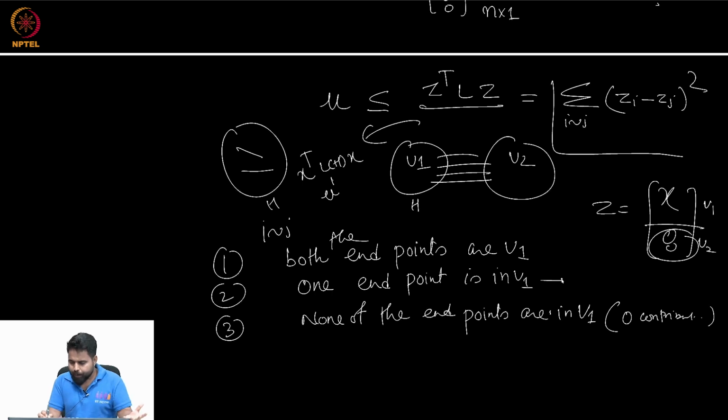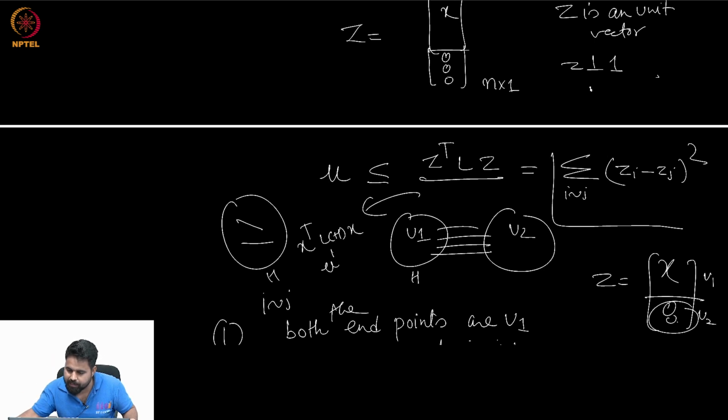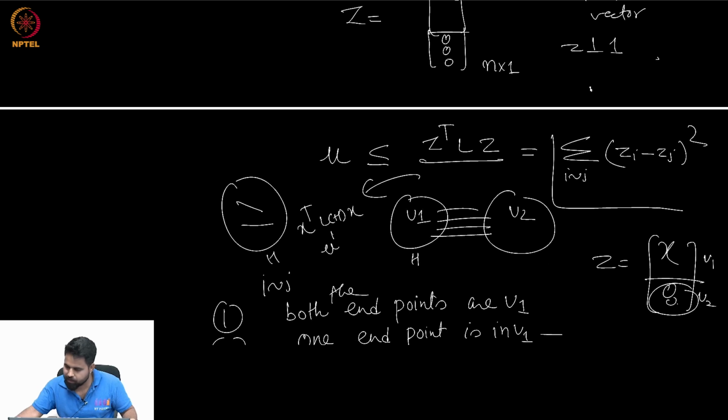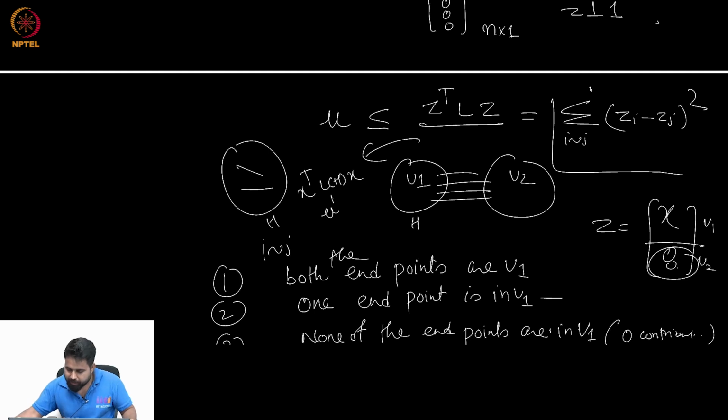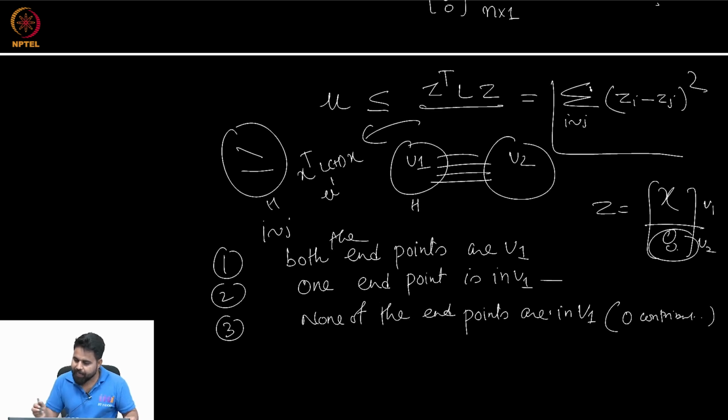And what is the contribution from the case with one endpoint in v1? One endpoint is in v1 and the other is not, so that part will be 0. Only that Zi will be surviving, which will be equal to 1 only in this case. So how many times will this term survive? At most the number of edges here. How many edges could there be? At most the number of vertices in v2.